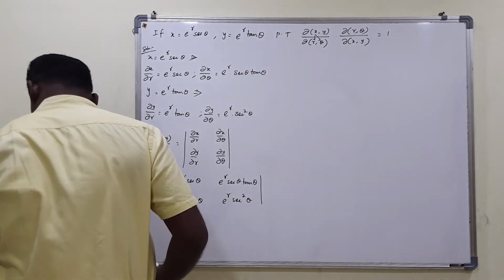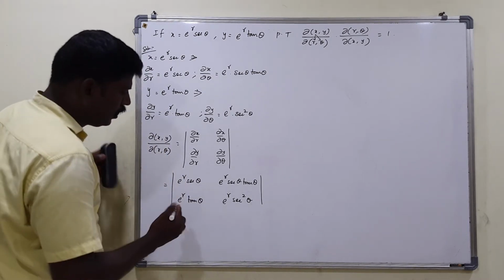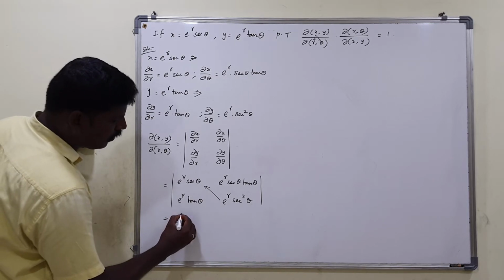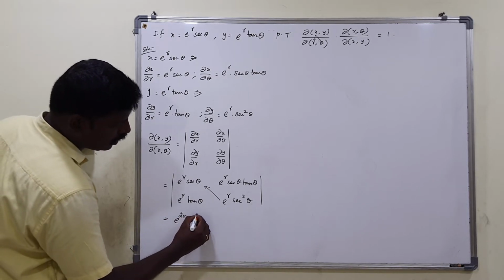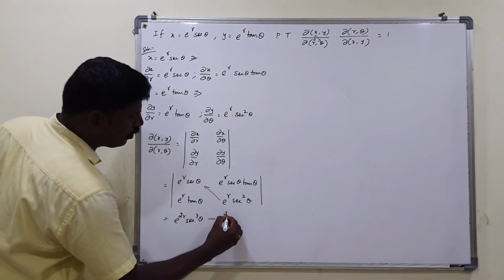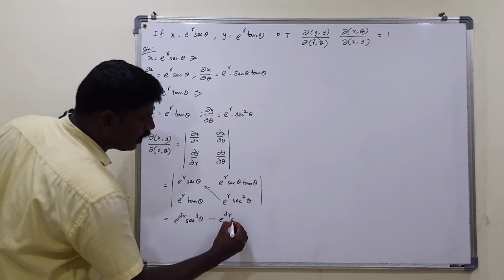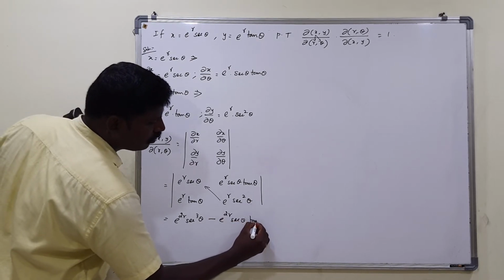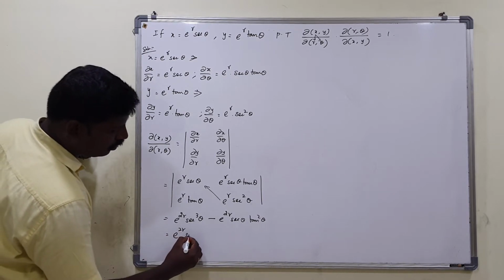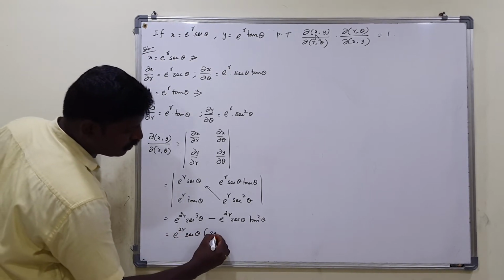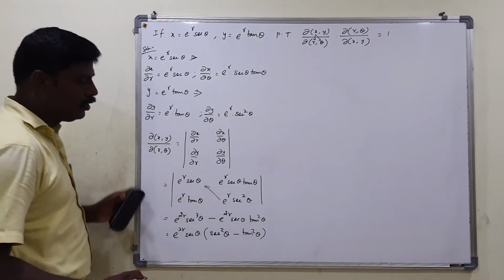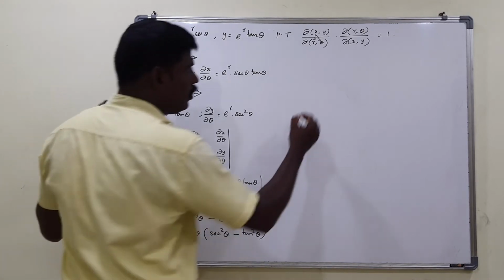Now I am going to find the determinant value of this one, isn't it? So that is equal to taking the cross multiply. So e power r into e power r secant cube theta, minus taking the product between these two, e power 2r secant theta into tan square theta, isn't it? So we can take e power 2r secant theta as common, so it becomes secant square theta minus tan square theta, right? Is the value minus 1 or plus 1?